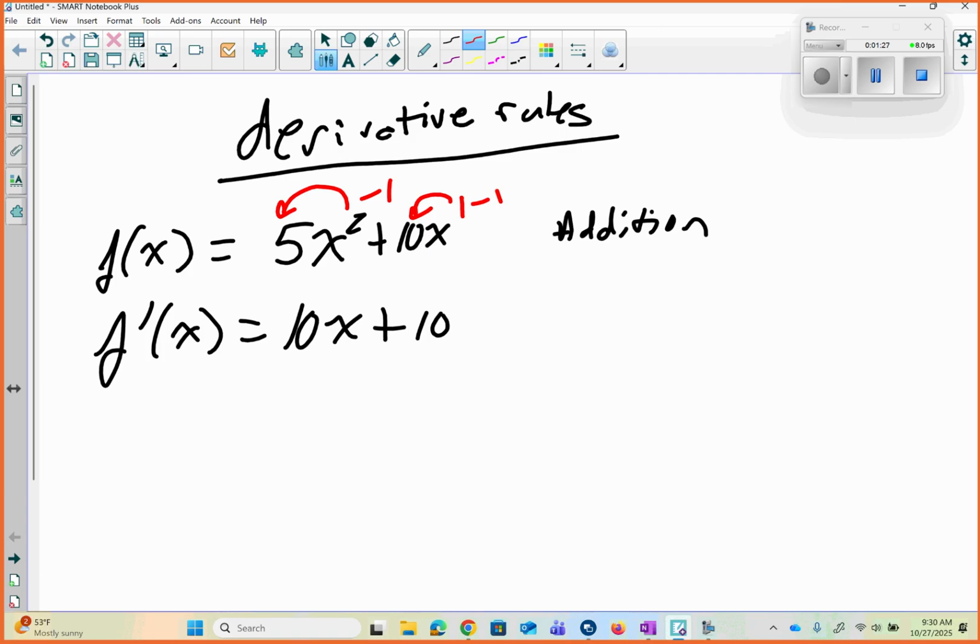We'll move on to something that they call the power rule. Can I move off the screen? No? Okay.